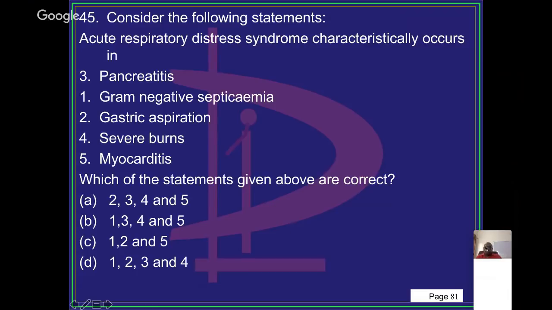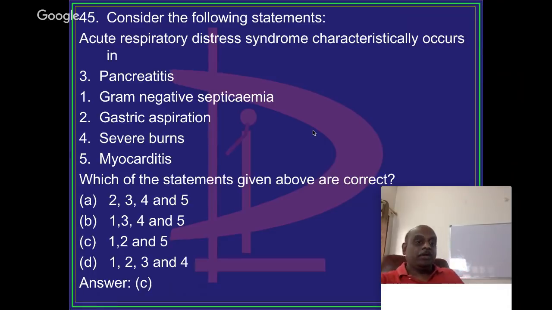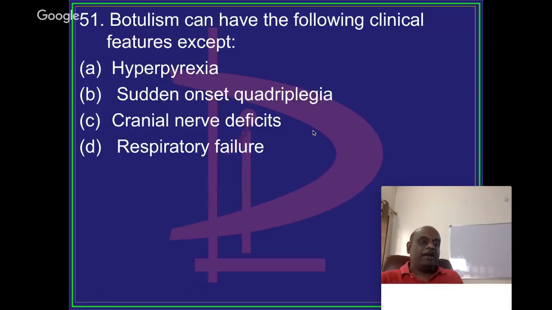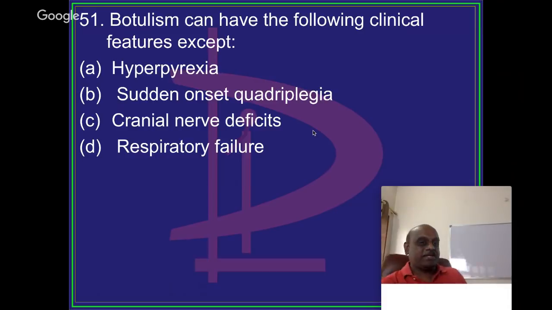So now, doctor, in ARDS, what is the classical feature is my question to all of you in acute respiratory distress syndrome. What is the correct statement? So we should remember that you have gram-negative septicemia, gastric aspiration and myocarditis. In any of this, there can be development of ARDS. Now, which is not a feature of botulism? Easy question. Botulism may, all of you know, cranial nerve deficits occur. Sudden onset of quadriplegia occur. That also you know. Question number 51.